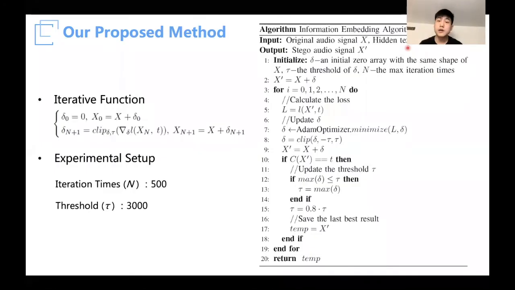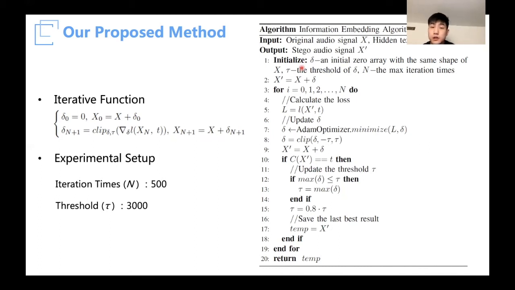Here's the algorithm of information embedding. The input is the original audio signal X and the hidden text T. The output is the stego audio signal X prime. The initialization process has three parameters: delta, tau, and n. The delta is an initial zero array with the same shape as X, and tau is the threshold of delta. And n is the max iteration times.